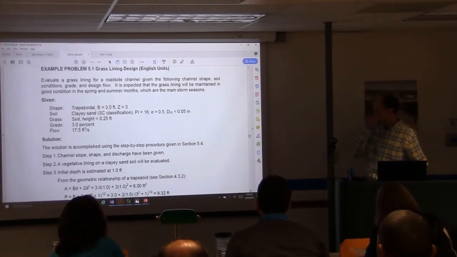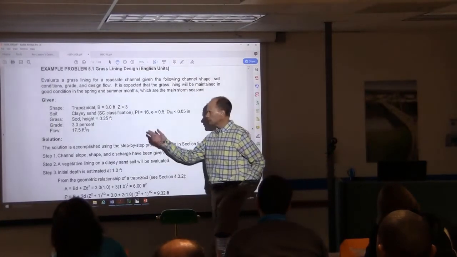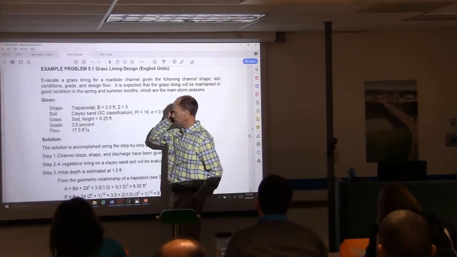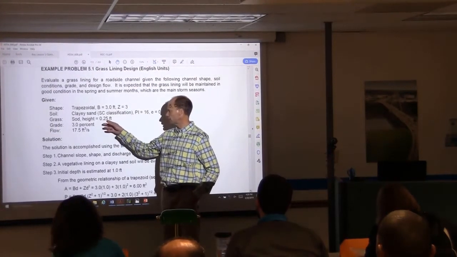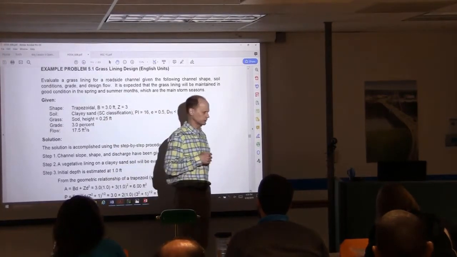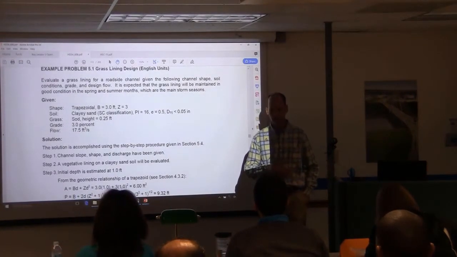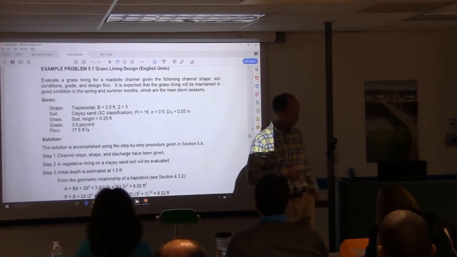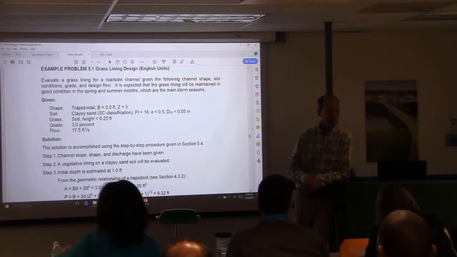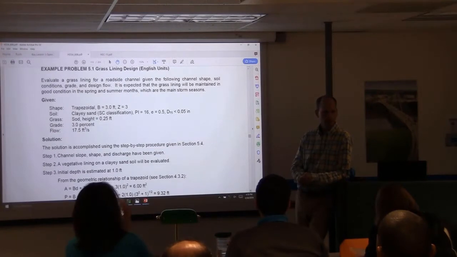We're given a trapezoidal shape, soil, clay sand, and then we're given grass, sod height, and some other stuff. Why do we care what soil we have? Well, we know we have sod though, right? And we're looking to see if the sod remains.